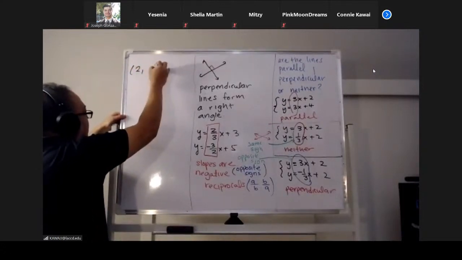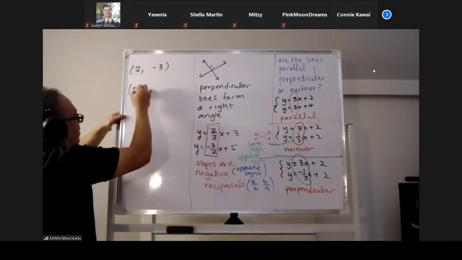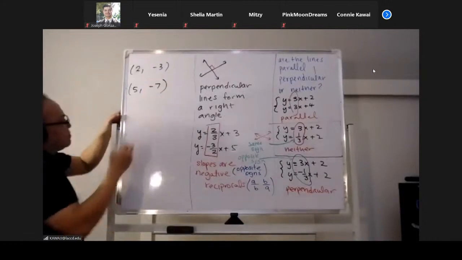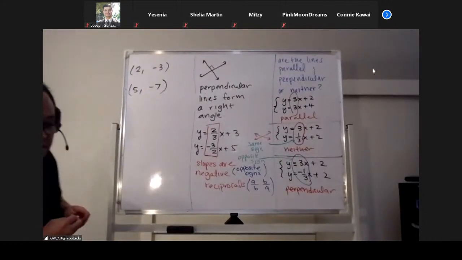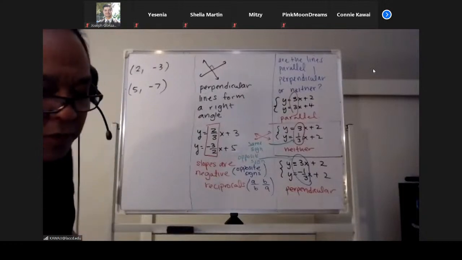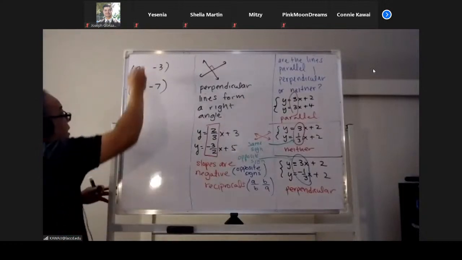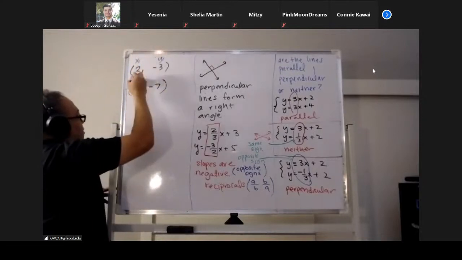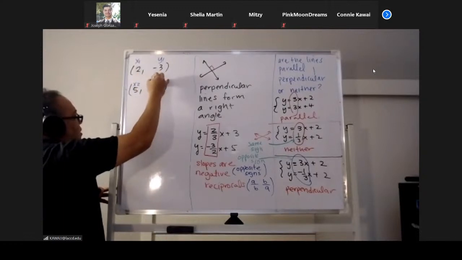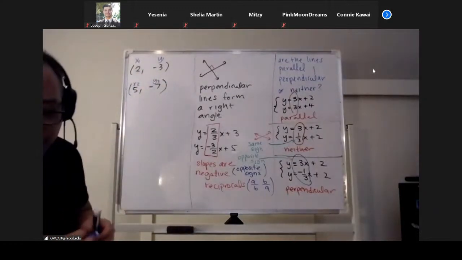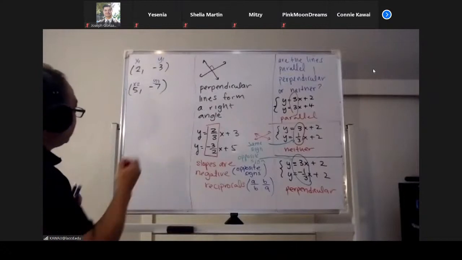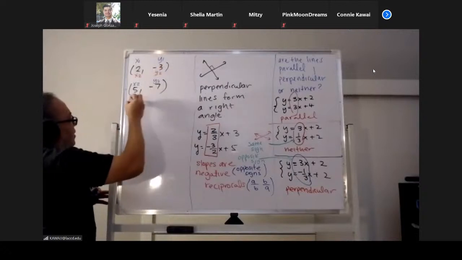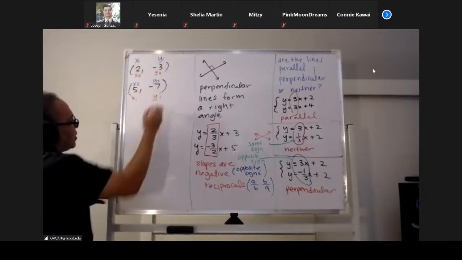2 comma negative 3 and 5 comma, let's say negative 7, like that. Okay. Now, there's a couple ways of attacking this problem. One way is to make this one x1, y1, and to make this one x2, y2. The other way of attacking this problem is to make this one x2, y2, and this one x1, y1.